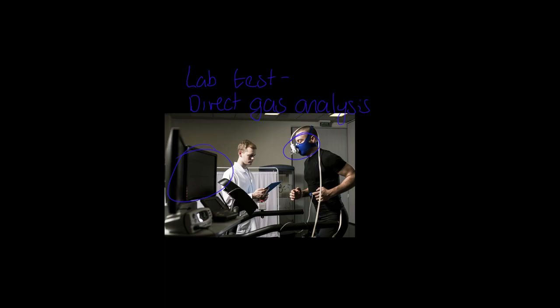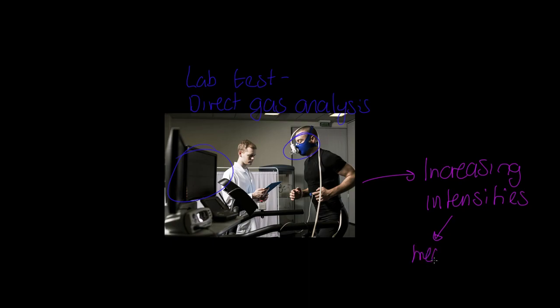So some critical things that we're interested in here. First of all, we are getting this person on this treadmill. By the way, it can be a cycle ergometer. I'll write that down for you in a second. But they're experiencing increasing intensities on this treadmill in this case. So examples are treadmill work. We'll often call these ramp tests.